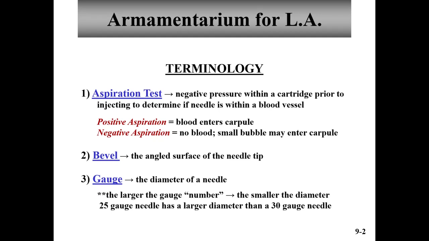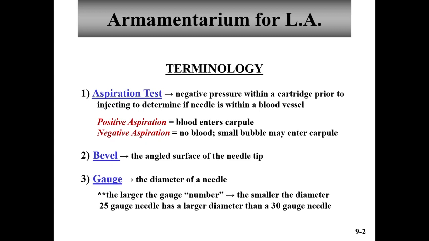Gauge refers to the diameter of a needle, and it's actually backwards from what you would think. You would think that a 30 gauge needle would be bigger than an 18 gauge needle because it's a bigger number. The number of the gauge indicates the diameter, but it's an inverse relationship.